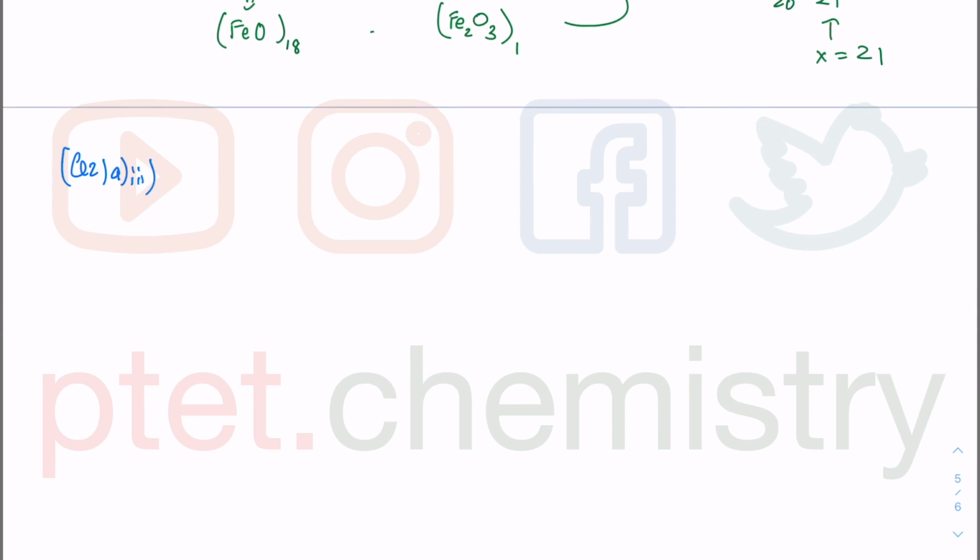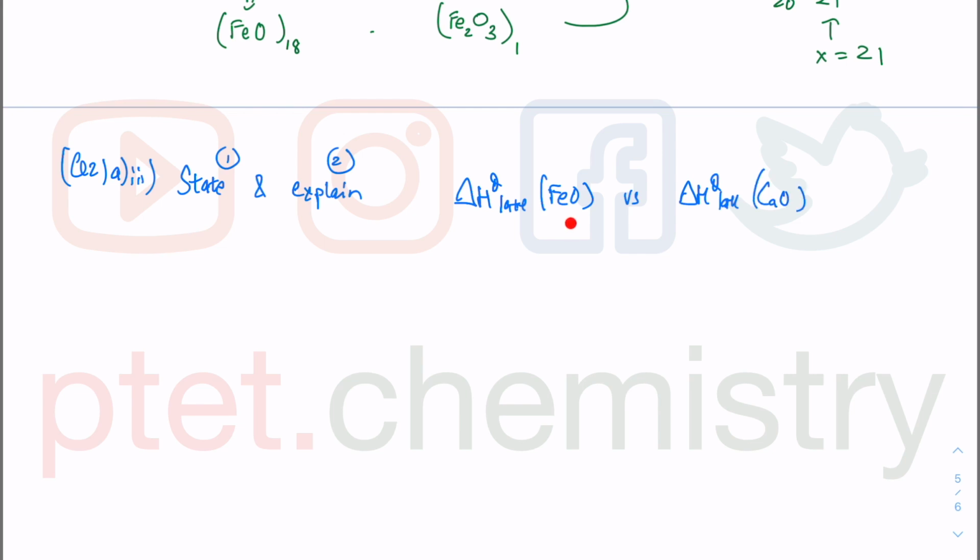Now the next thing, part 3, is all about state and explain. There are 2 bits to this question. This is about factors affecting lattice energy. We are asked to compare the lattice energy of FeO versus the lattice energy of calcium oxide. FeO was what we just did from the Born-Haber cycle. Calcium oxide is a hypothetical thing which you're not asked to calculate, but you're just asked to compare in terms of the factors affecting lattice energy.